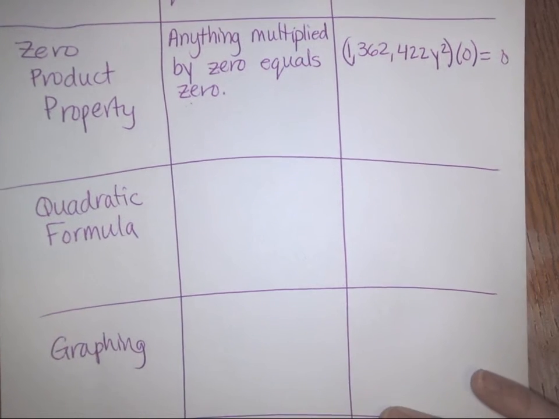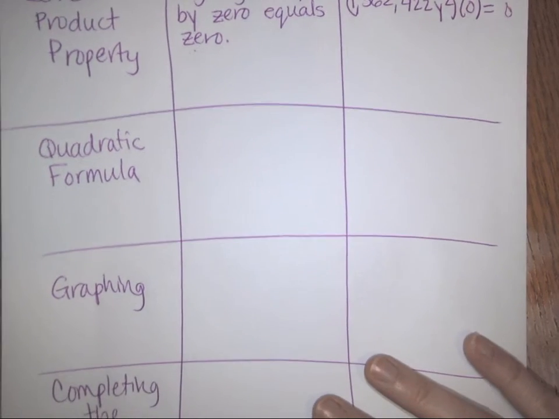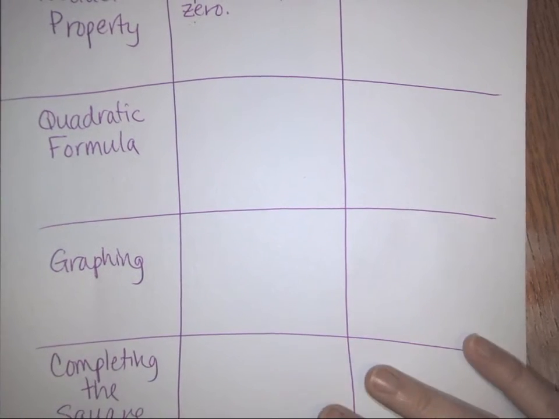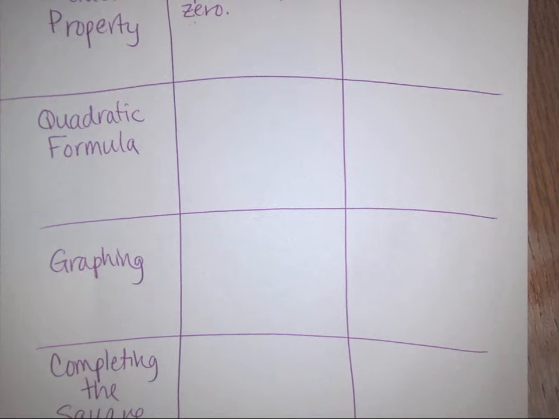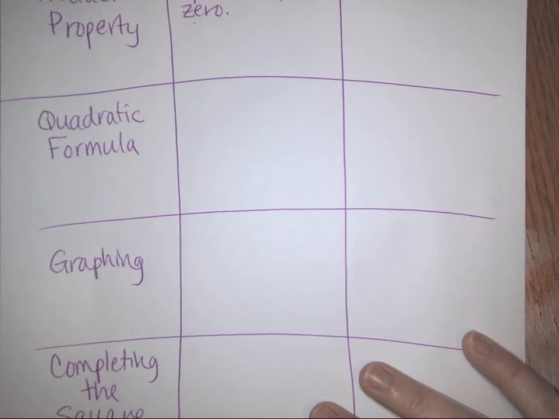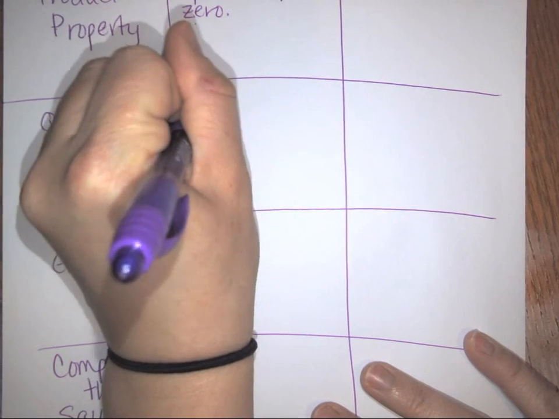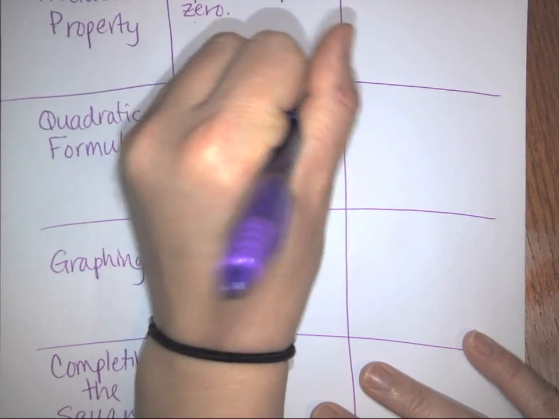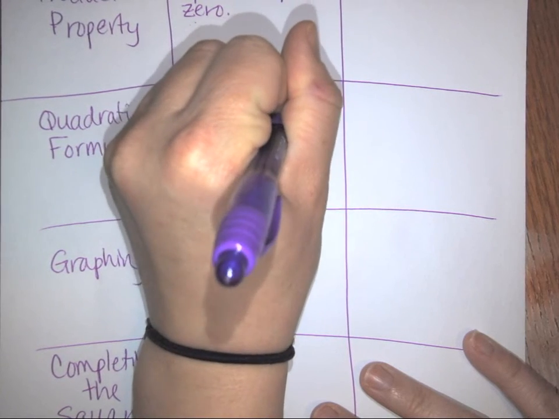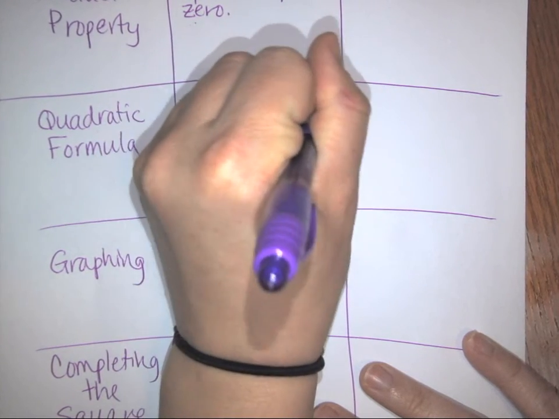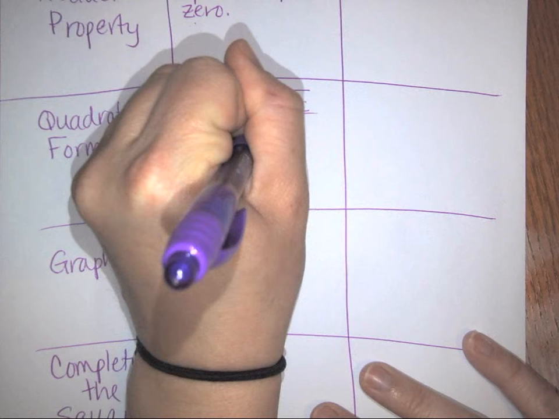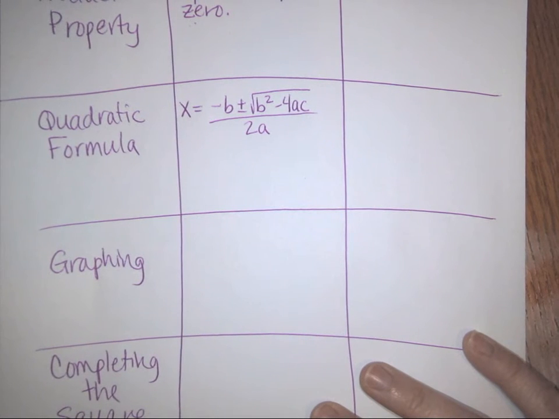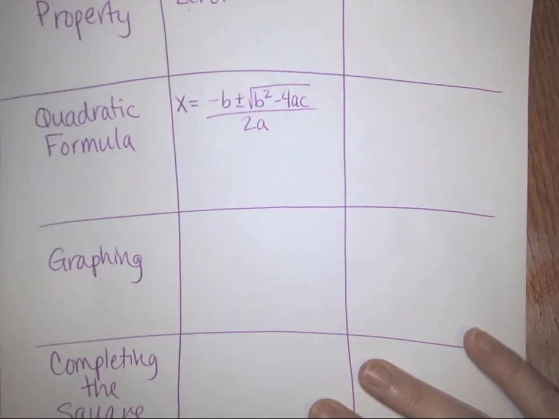The next term is quadratic formula. The quadratic formula is a formula that you can use to solve any quadratic function. Quadratic formula is x equals the opposite of b plus or minus the square root of b squared minus 4ac all divided by 2a. I'll get into some examples later, but I wanted you to be able to fill that in on your vocab form.